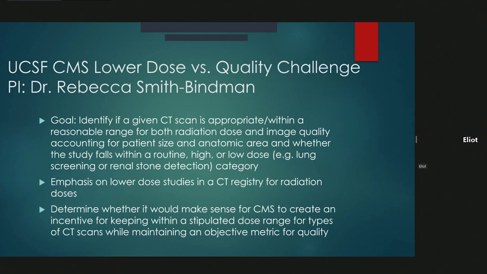Great. So all this has kind of been building up to a study that Dr. Smith-Bindman was the PI on, where rather than just the one radiologist, the study was created to try to identify if a given CT scan is appropriate and falls within a routine, high or low dose screening, so different types of examinations. The question was to determine whether or not an examination was acceptable and whether it needed to be repeated. Part of this was associated with a program with CMS to try and ascertain whether they could create an incentive for reducing dose, but have an objective metric to determine, while dose was decreased, whether there was any compromise in image quality associated with it.